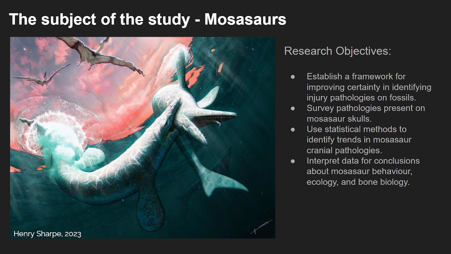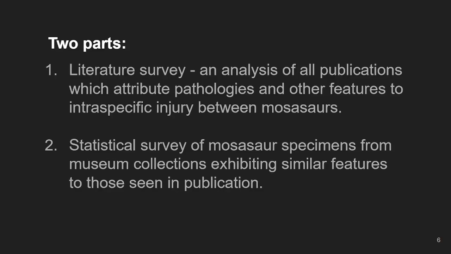So I have a few research objectives that I want to go through. I want to establish a framework for improving certainty in identifying injury pathologies on fossils, survey pathologies present on mosasaur skulls, use statistical methods to identify the trends in mosasaur cranial pathologies, and interpret data for conclusions about mosasaur behavior, ecology, and bone biology.